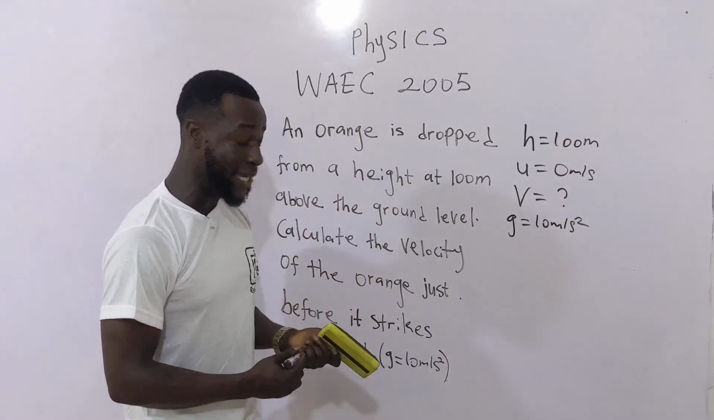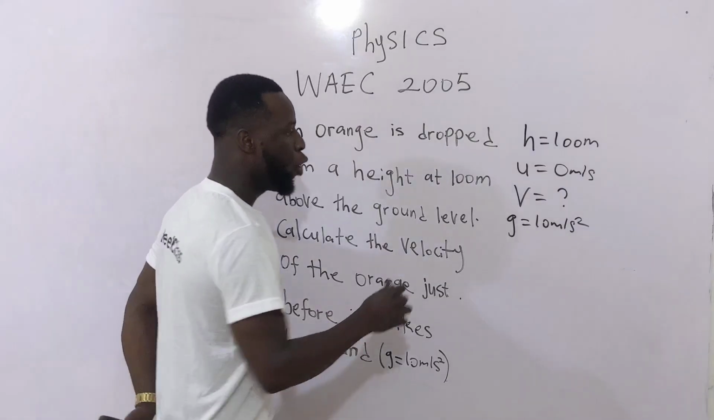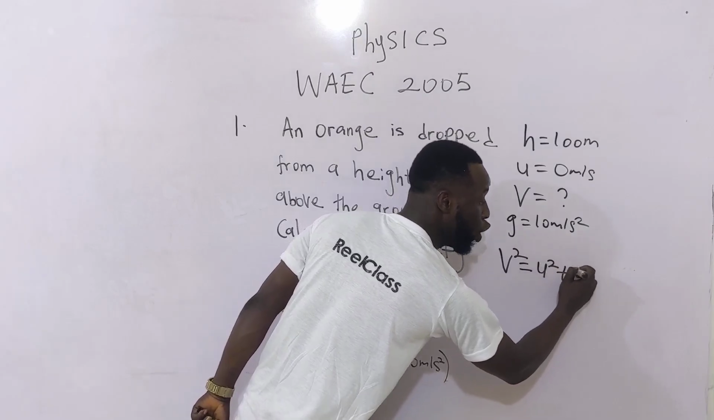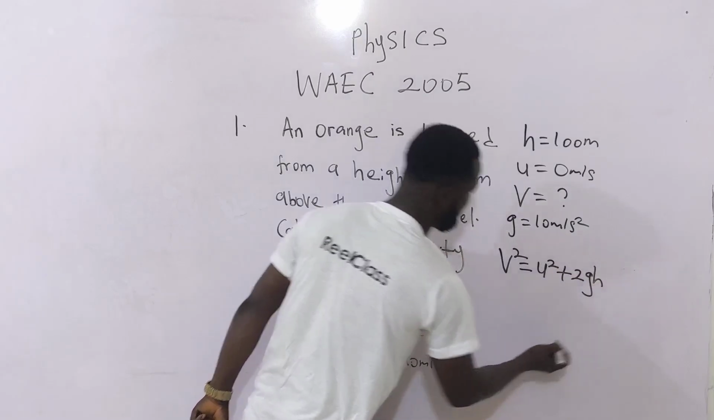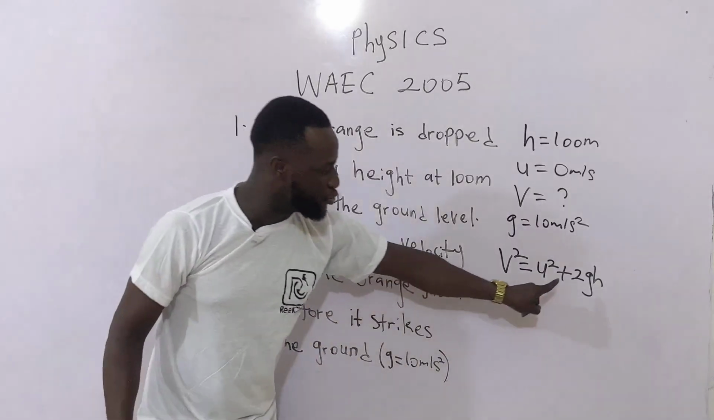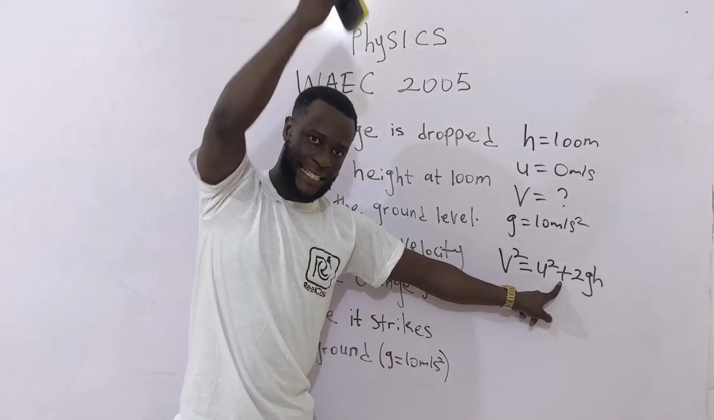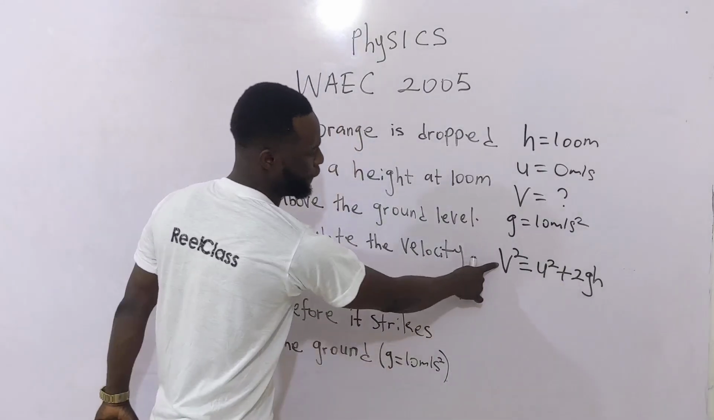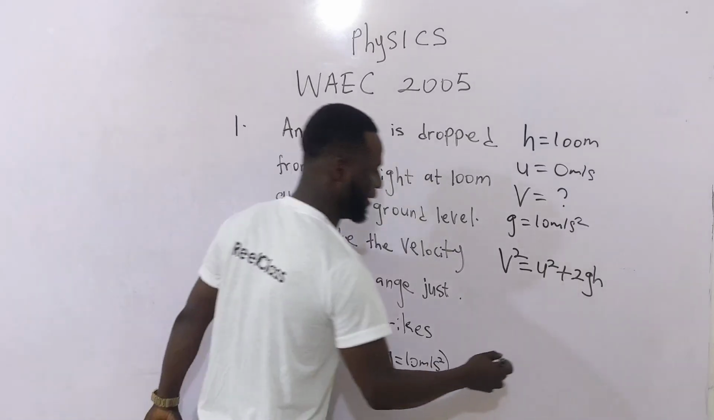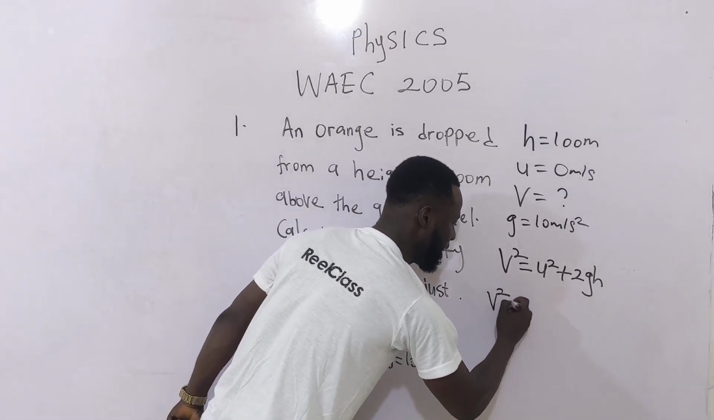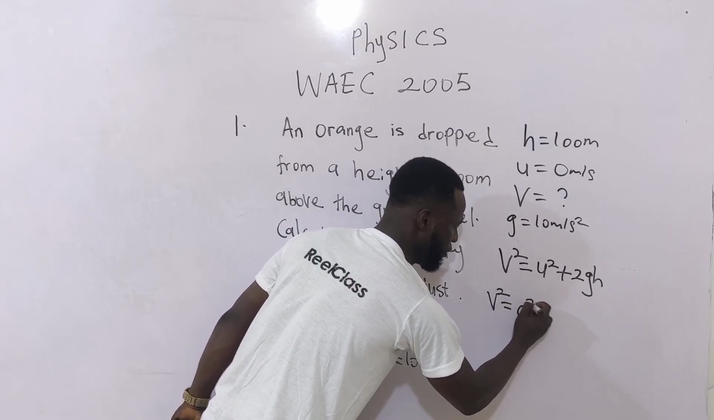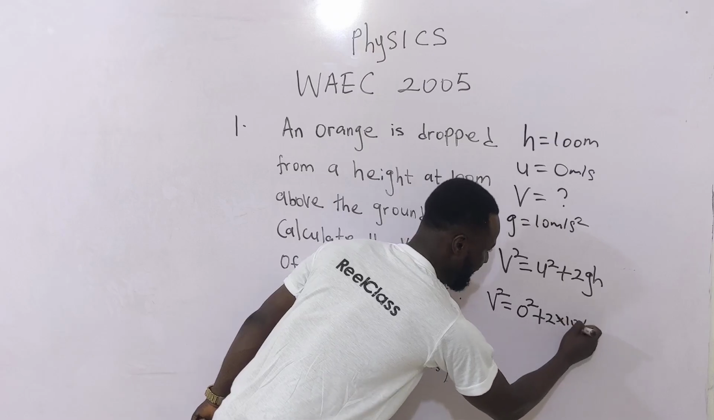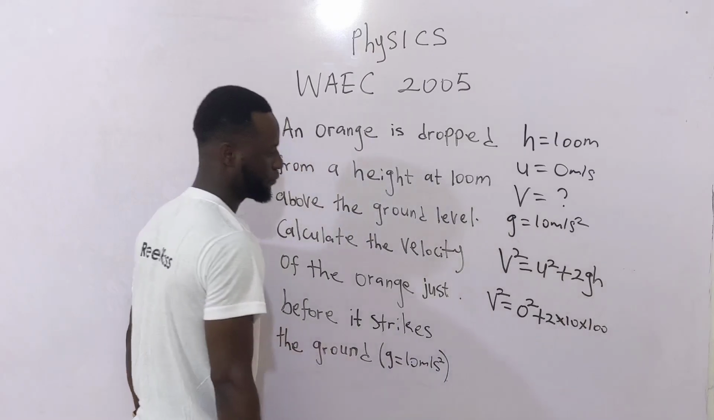Therefore, the choice I'm going to make is to use the third equation, which is v squared is equal to u squared plus 2gh. Notice now I'm strictly using plus. Why? Because it is falling down. It is accelerating, so I'm going to use plus. I want to find v. So v squared is equal to, u is already equal to 0, so I'll say 0 squared plus 2 times g, which is 10, times the height, which is 100.